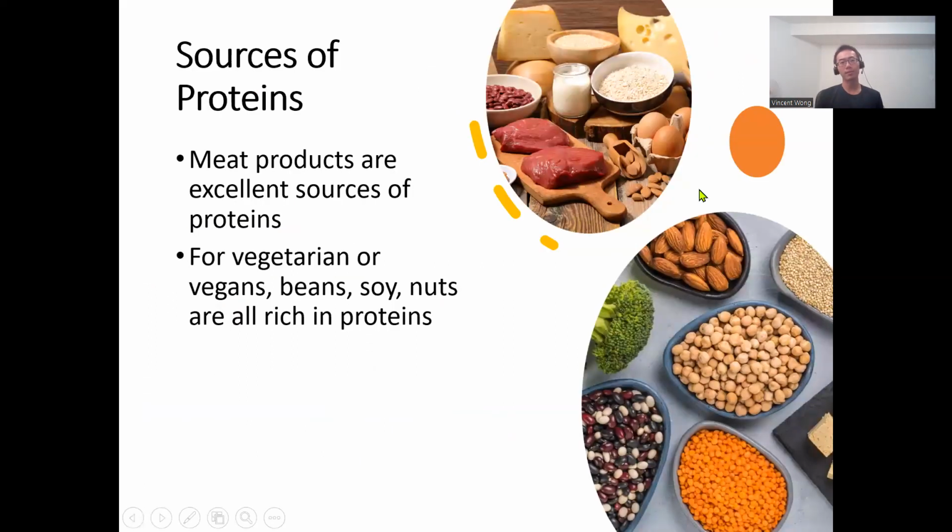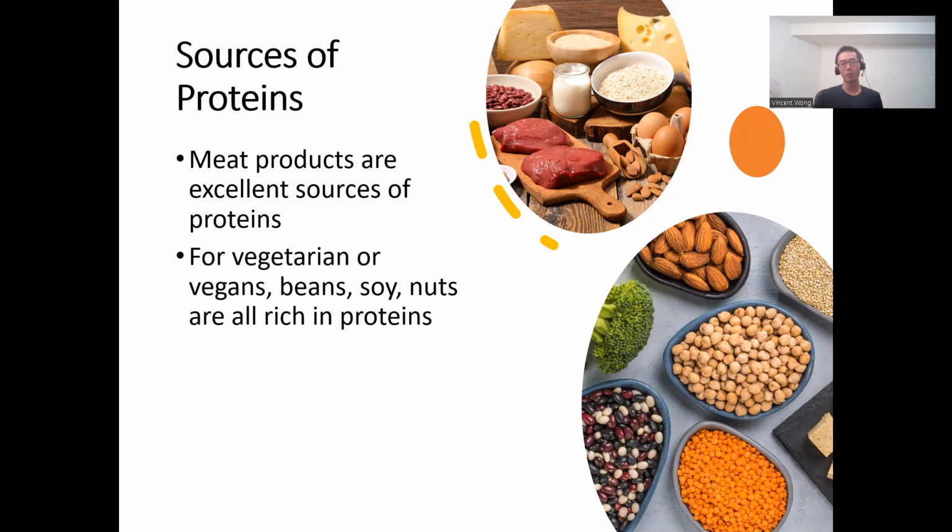Where do we get proteins? Anytime you eat meat, you would have proteins. Some has higher protein content than others, but generally, meat is meat. Meat is protein. If you don't eat meat, if you're vegetarian or vegan, you can get it from beans. A lot of beans like chickpeas, for example, kidney beans, very rich in proteins. Soy products, tofu, soy milk, they are all rich in proteins. Nuts, lentils. So that's where you get your proteins.